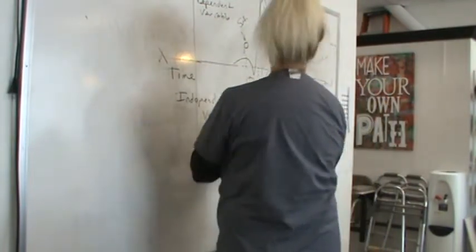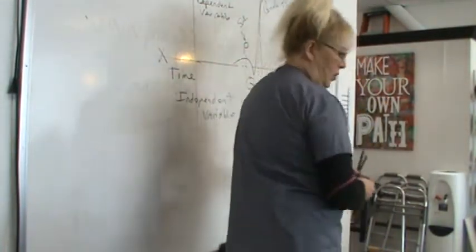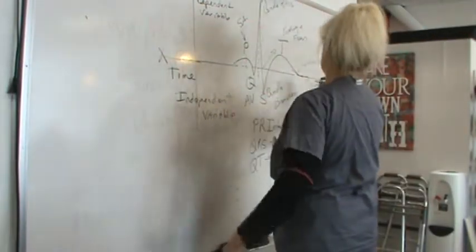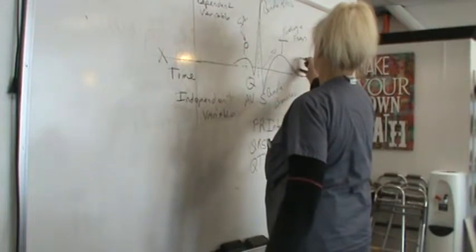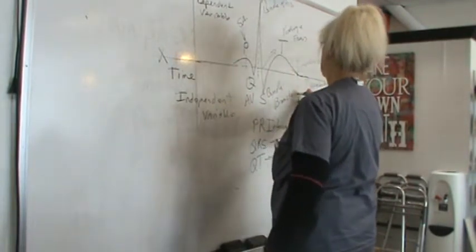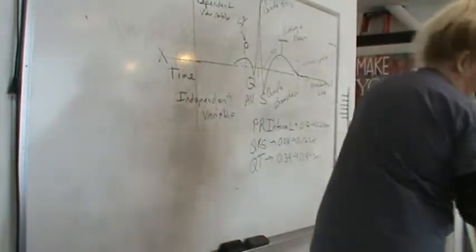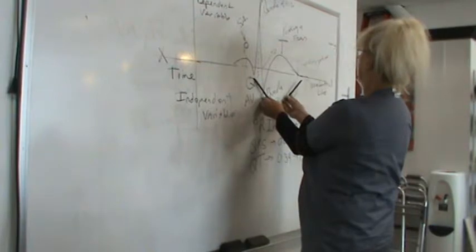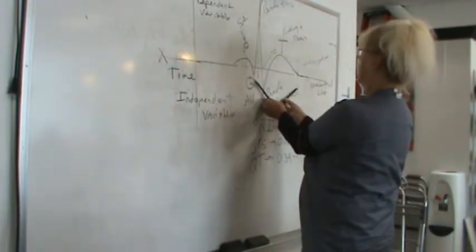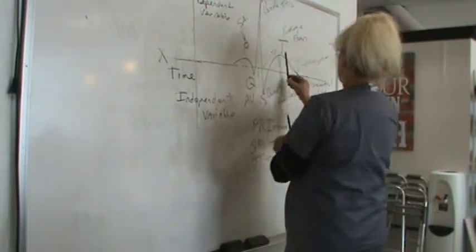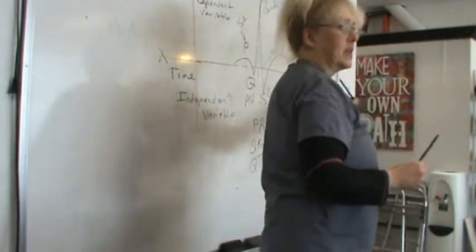Now, when you measure the QT, you're going to measure from the Q, and you see this tangent line right here? Intersect it with a perpendicular, and you're going to measure from the Q to the T. Okay? Q to the T. So it's where the T slopes downward but doesn't completely touch.